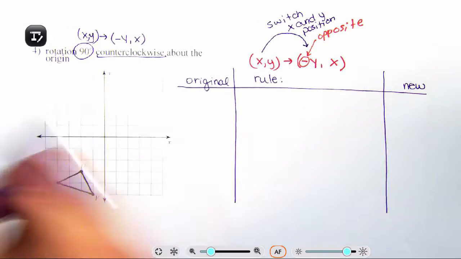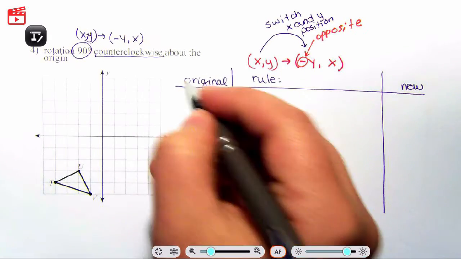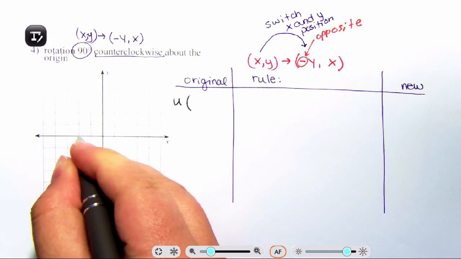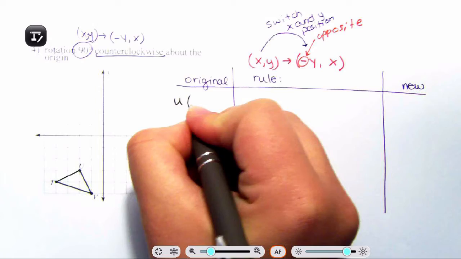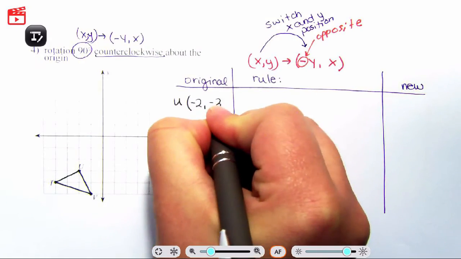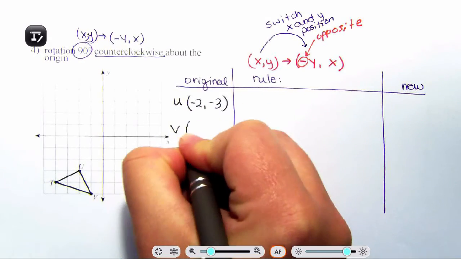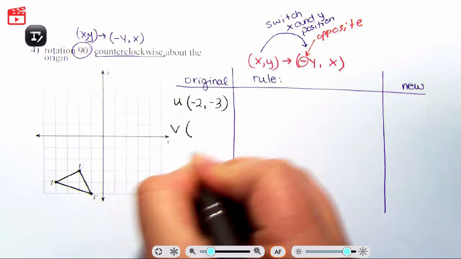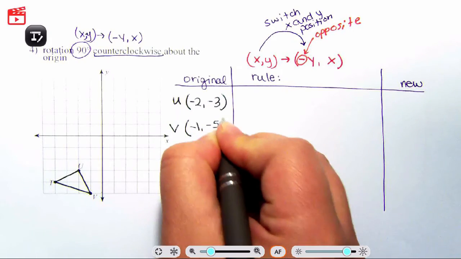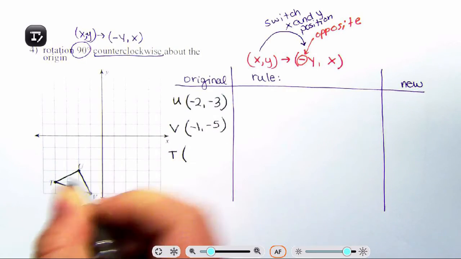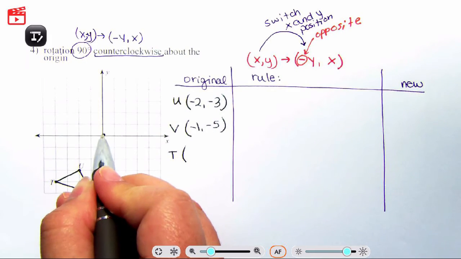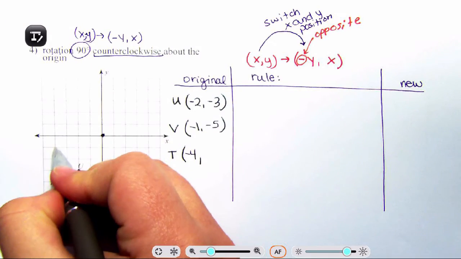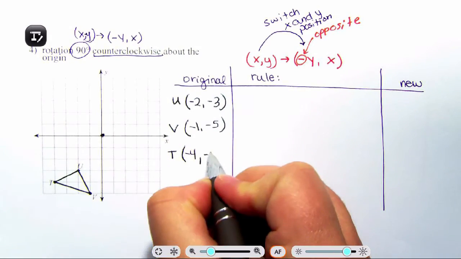So let's talk about the original points and label them. Let's start with U. U is at -2, -3. Then we have V. V is at -1, -5. And T is at -4, -4. Here's our origin, so I'm going left 1, 2, 3, 4, and down 1, 2, 3, 4.